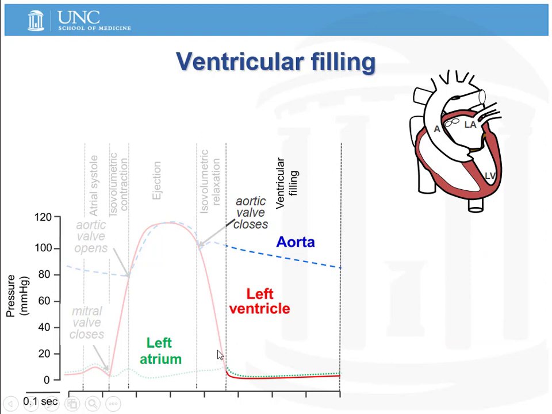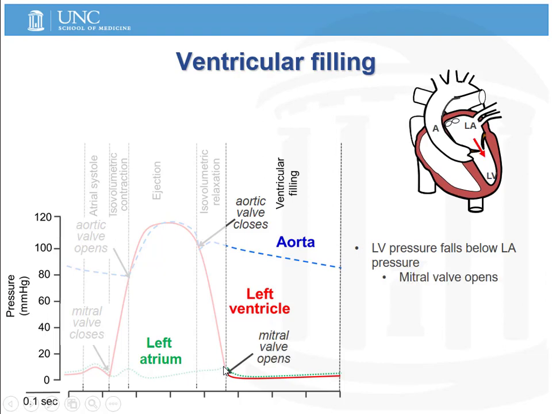Eventually, the pressure in the relaxing left ventricle drops below the pressure in the left atrium, causing the mitral valve to open. Opening the mitral valve allows blood to flow down its pressure gradient from the left atrium into the slightly lower pressure left ventricle. As blood passively flows from the atrium into the ventricle, the pressure in the ventricle slightly increases throughout the filling process. At the same time, blood's continuously flowing back into the left atrium from the pulmonary veins.